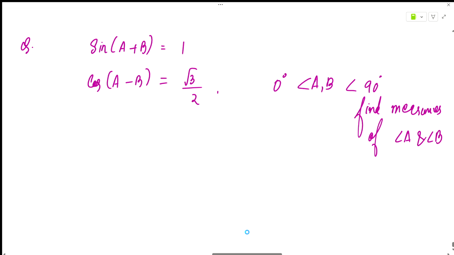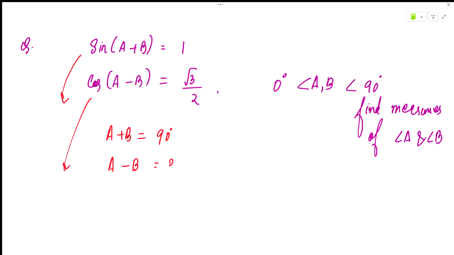You see, here sine A plus B is 1. In place of A plus B I can write which angle gives me 1? 90 degree of sine. So A plus B is 90 degree, right? Which angle of cos gives me root 3 by 2? It is 30 degree. So A minus B is 30 degree.